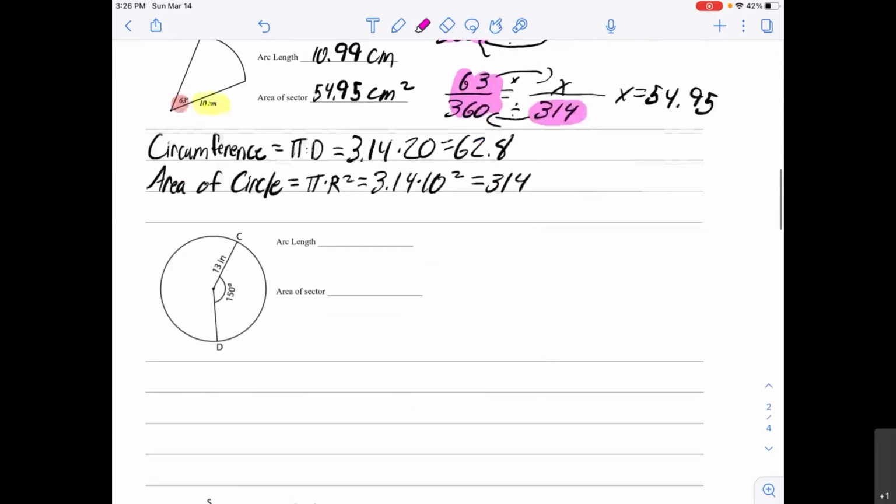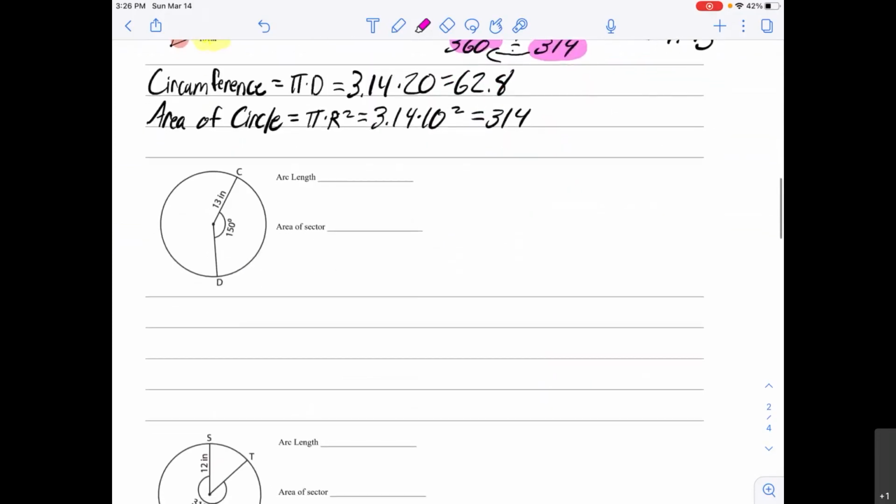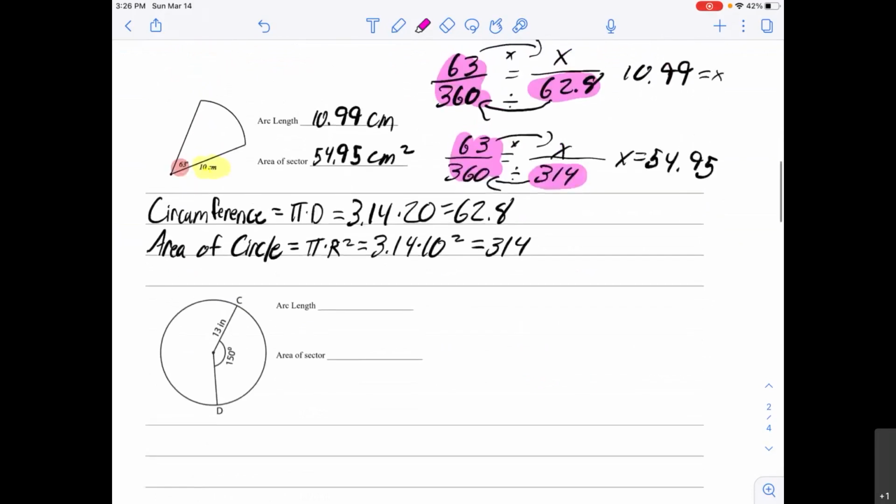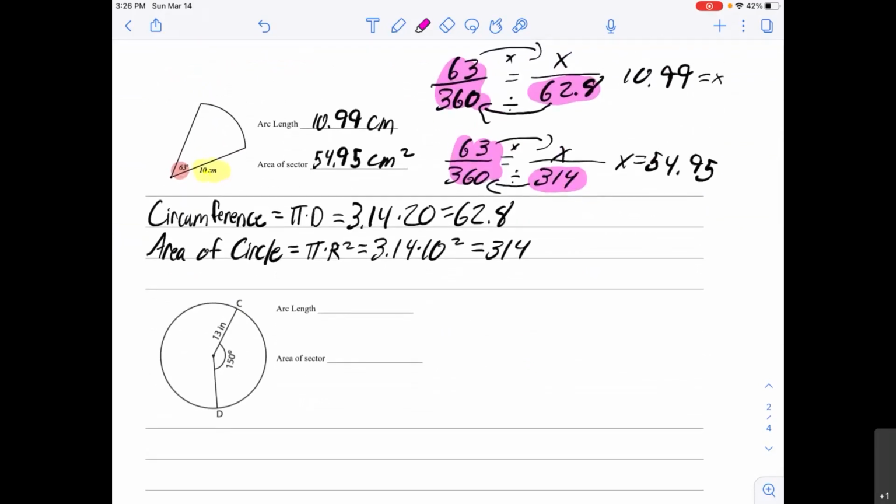So we're going to do another one here. I would recommend that you try to pause the video here, see if you can solve this problem on your own, and then restart the video and check your work when you're done.